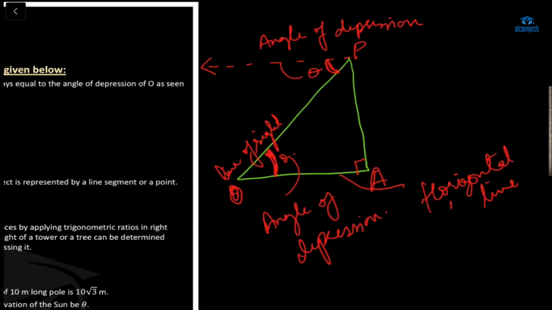Because when you need to find it out, you are going to apply trigonometry. Maybe your perpendicular is given, base is given, hypotenuse is given, or two things are given, and you have to find this angle theta. We'll see when we are doing the sum.